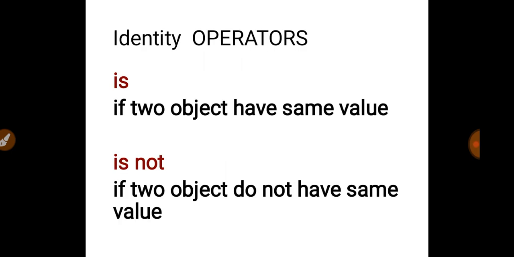Another type of operators is the identity operators, and the identity operator is 'is' operator, and it is used with two variables. If two objects have the same value, it will return true, otherwise it will return false. And in a similar manner is 'is not' operator. If the two variables do not have the same value, it will return true, otherwise it will return false.